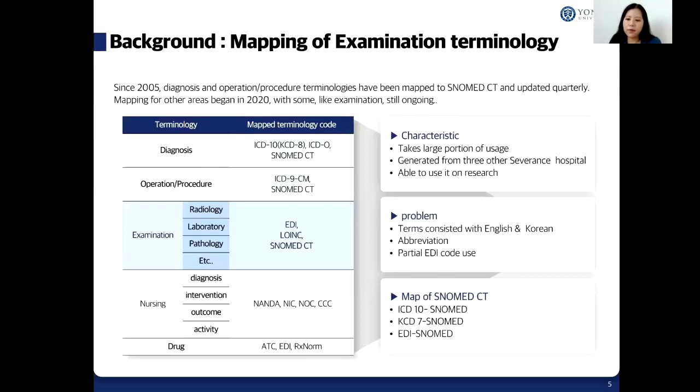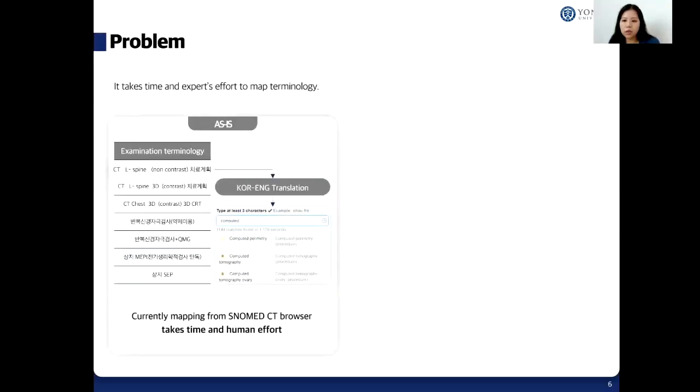EDI SNOMED map facilitates only 30% of the mappings, and these limitations make the mapping process both challenging and very time-consuming. To outline the mapping challenges, mapping Severance Hospital's examination terminology to SNOMED CT is quite difficult because the terminology is a mix of Korean and English terms. It needs translation before mapping.